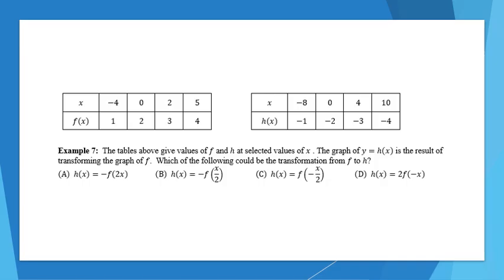Here we have f and h. Which of the following could be the transformation from f to h? So looking at this, I'm trying to see what do we do to our x's and what do we do to our y's. And so our x values, I see, change from -4 to -8. 0 stays at 0. 2 goes to 4. 5 goes to 2. So you take your x values and you multiply them by 2, right?